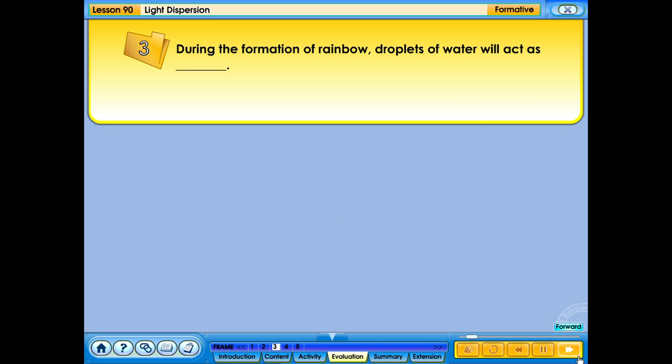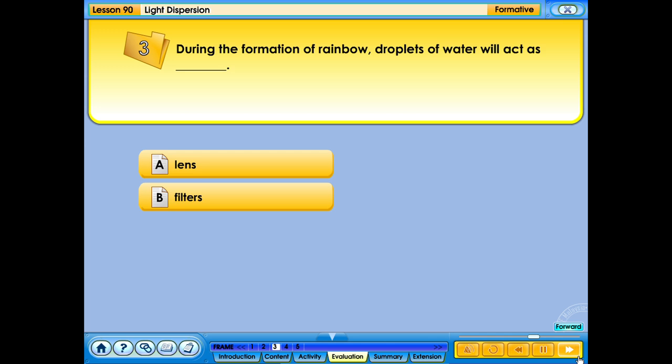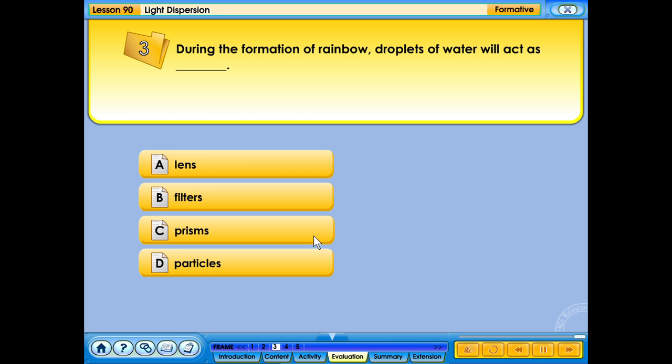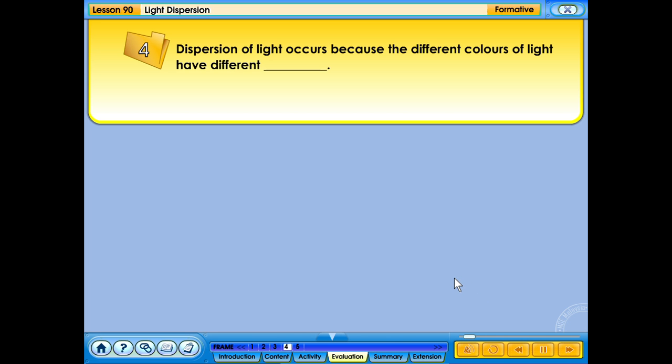During the formation of rainbow, droplets of water will act as A. Lens, B. Filters, C. Prisms, D. Particles. Your answer is correct. Dispersion of light occurs because the different colors of light have different A.